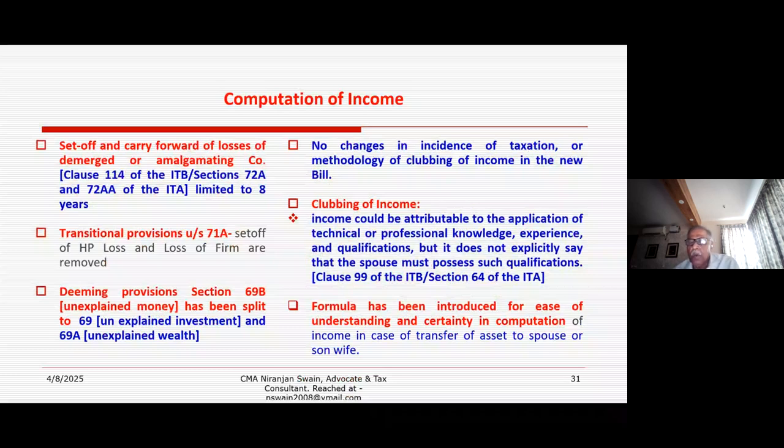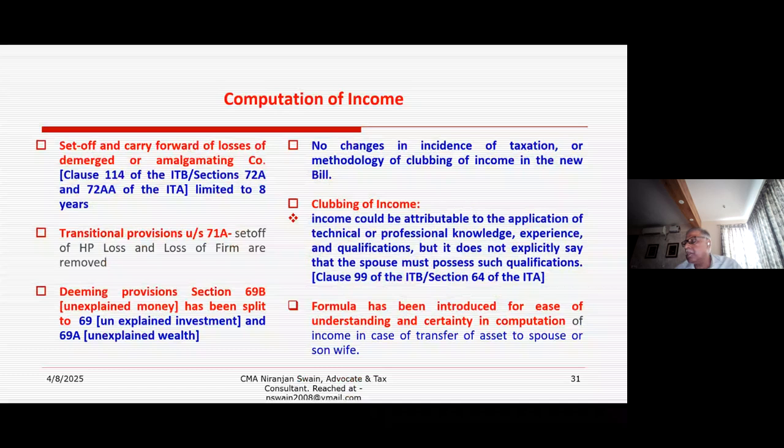Certain wordings have been changed. Income could be attributable to the application of technical or professional knowledge, experience, and qualification, but it does not explicitly say that the spouse must possess such qualification. Previously, if any income was transferred to the spouse and the spouse did not have the technical qualification, that income would be clubbed in the hands of the transferor. Let me give you an example. X is an advocate, and Y is the spouse. Y does not have an LLB degree or any qualification for tax practice. The husband is an advocate in tax practice.